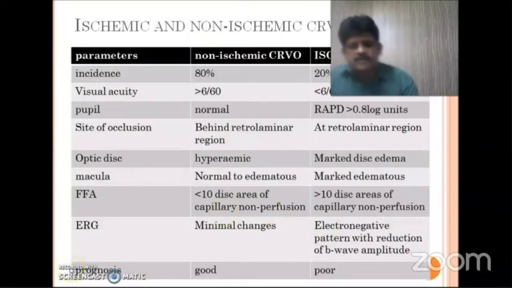80% of the cases present with the non-ischemic type and 20% would be ischemic, and over a period of time 20% of non-ischemic will turn into the ischemic type. So classical findings in ischemic are grossly reduced vision, presence of RAPD, site of occlusion being retrolaminar, marked disc edema, and on FFA capillary non-perfusion areas of more than 10 disc diameters. Prognosis will be poor in ischemic compared to non-ischemic occlusions.